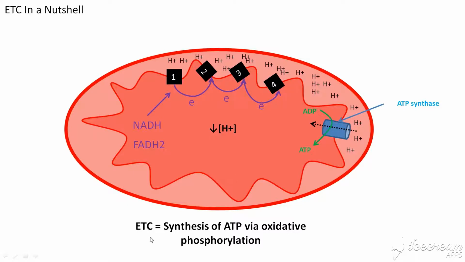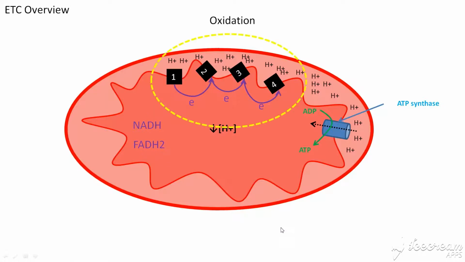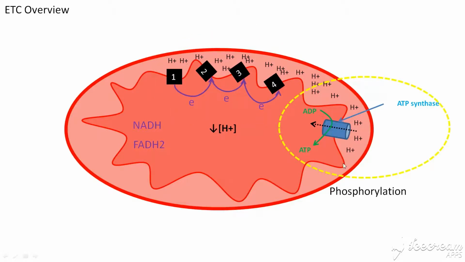So in a nutshell, the electron transport chain is the process of synthesizing ATP via a process that is called oxidative phosphorylation. Why is it called oxidative phosphorylation? Well, because there's an oxidation part that happens in the complexes. Every time they lose an electron, this is an oxidative process. Oxidation is the process of losing an electron. And there's also a phosphorylation part in which there is phosphorylation of ADP into ATP.